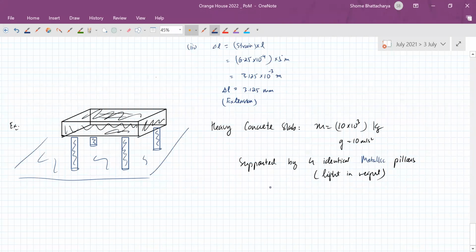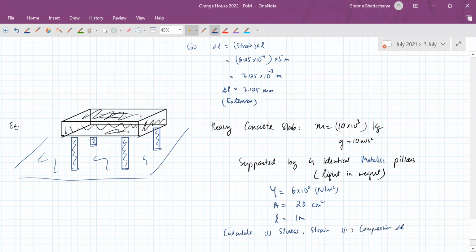metallic pillars. They have Young's modulus equal to this much. Cross-sectional area 20 centimeters square each. And natural length of 1 meter. So you want to again calculate the stress, strain, and the compression for each pillar. It's not exactly that metallic pillars of this kind of size will be massless, but their mass is negligible compared to the heavy concrete slab, which is 10,000 kgs. Okay, so we will take them as extremely light.